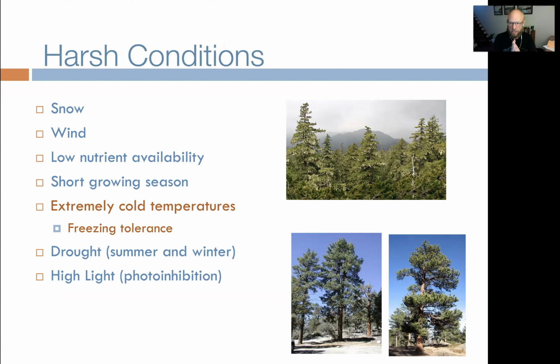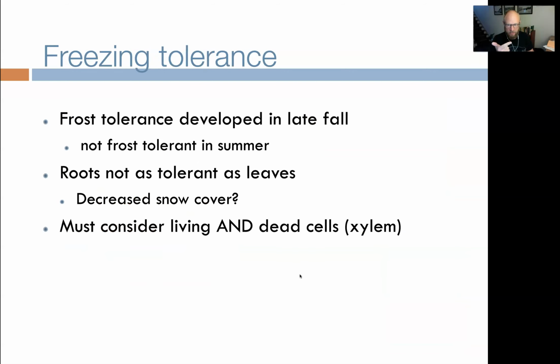Okay, let's talk about extremely cold temperatures, and then we'll take another break. So what we're really going to be talking about is freezing tolerance, and we're going to be talking about living cells and dead cells. So frost tolerance or freezing tolerance is something that develops and goes away every year in plants. In the summer, when temperatures are not dipping below freezing, plants usually don't have very good freezing tolerance, but as temperatures start to cool down, they develop this ability to deal with those cold temperatures.